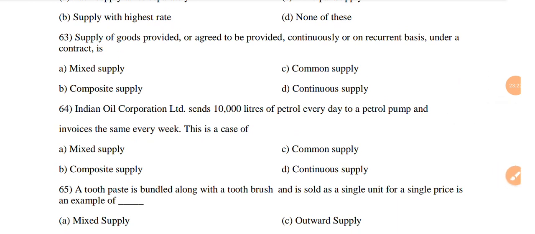Next question. Supply of goods provided or agreed to be provided continuously or on a recurrent base under a contract is option A mixed supply, B composite supply, C common supply, and D continuous supply. The correct option is D.